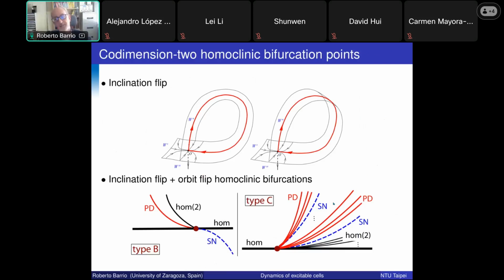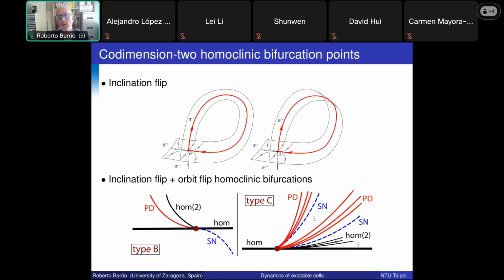The theory in this case, for instance, this is for the inclination flip. Orbit flip is quite similar in some sense. The unfolding in this case is something like this. So we have different types of inclination flip or orbit flip bifurcation, type A, B, and C. In our case, we are in case C. In this case, we have pencils of period doublings and fold bifurcations that are generated at this codimension 2 point. And also we have a pencil of secondary homoclinic bifurcations. So this is one kind, and another one is the homoclinic on the other side of the curve, which in fact is our case.